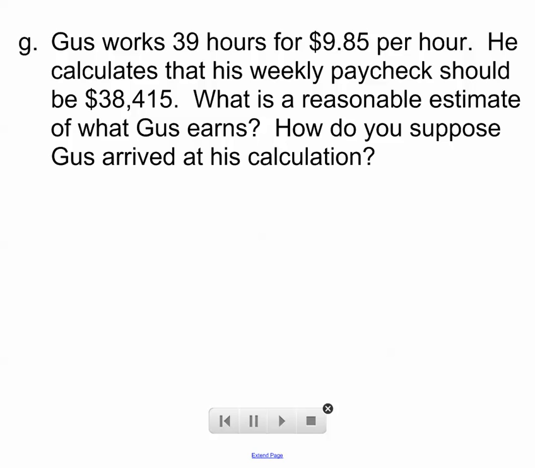Well, obviously Gus doesn't make $38,000 a year making $9.85 per hour. There's nothing wrong with that wage, but you're not going to make $40,000 a year, or I'm sorry, a week, maybe a year. That's way more reasonable. Well, let's look at this. A reasonable estimate would be to say, okay, 39 is about 40, and 9.85 is about $10. He's making about $400 this week, not 40,000.